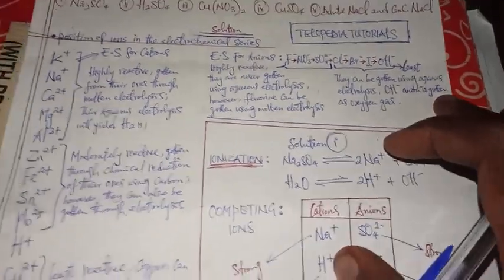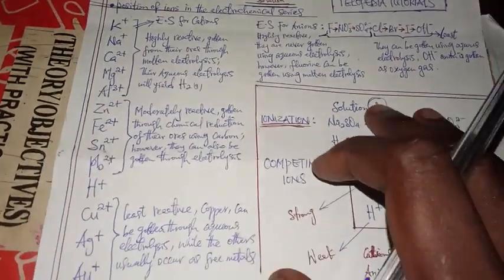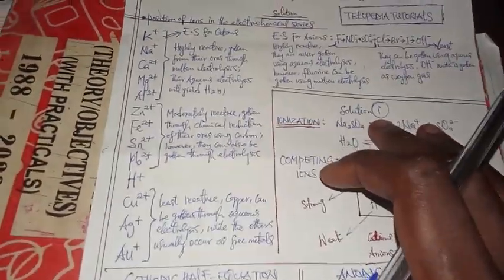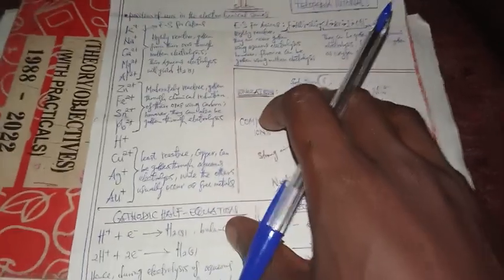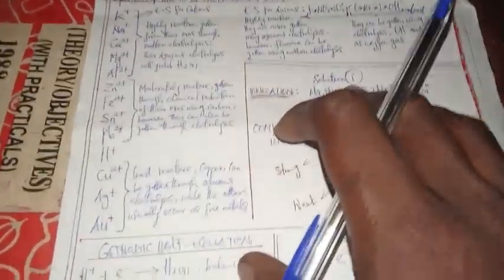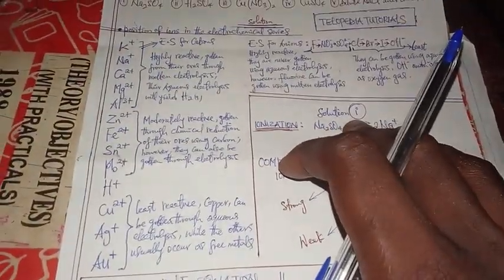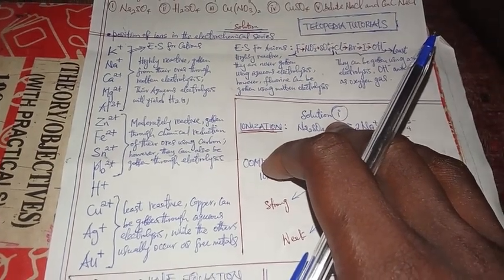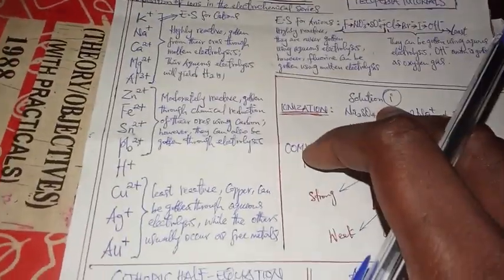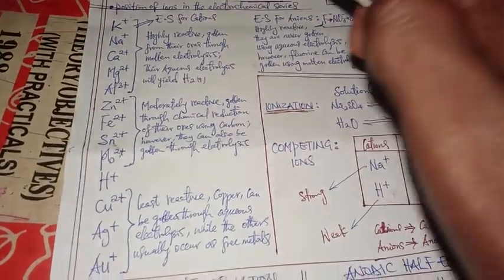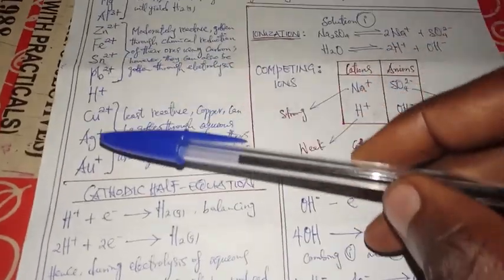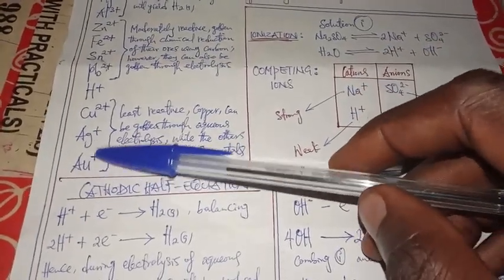Position of ions in the electrochemical series comes down to knowing the electrochemical series. This is the electrochemical series. It lists out all the ions you are meant to know in chemistry, from the most reactive to the least reactive. So in this table, potassium ion is the most reactive, while gold ion is the least reactive.